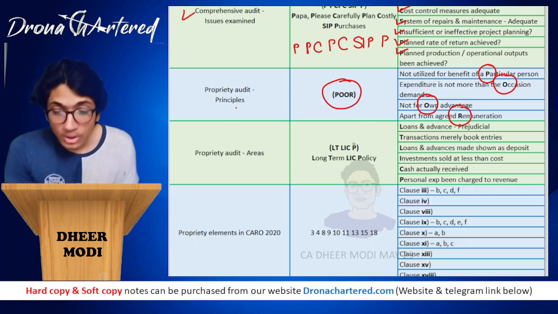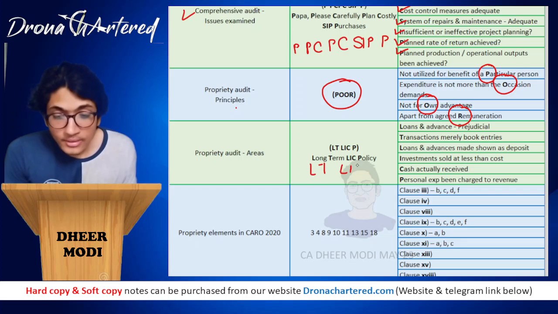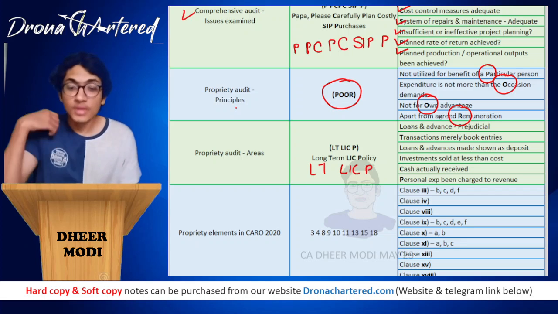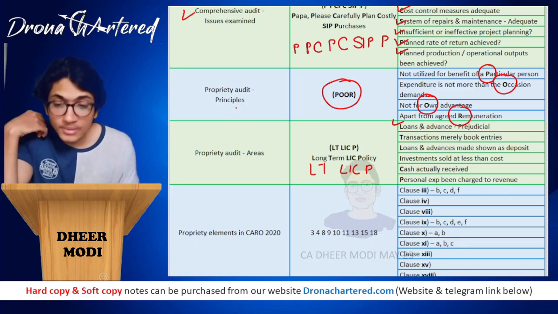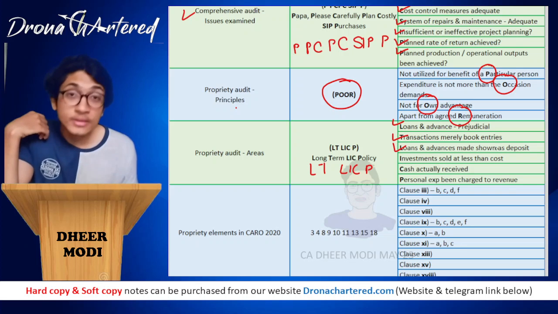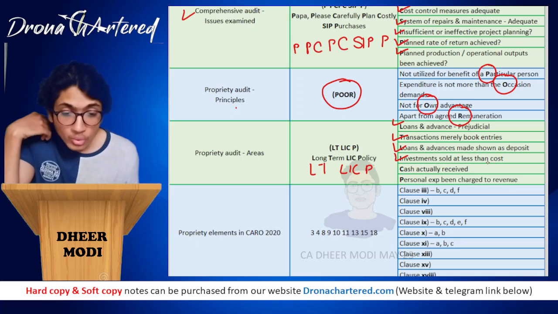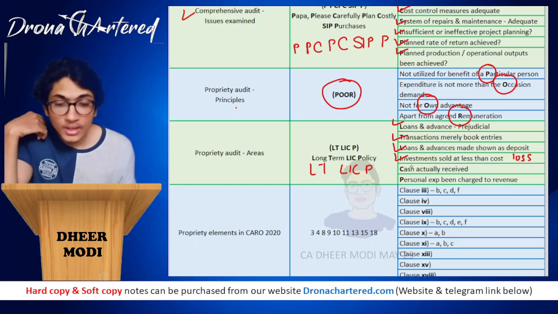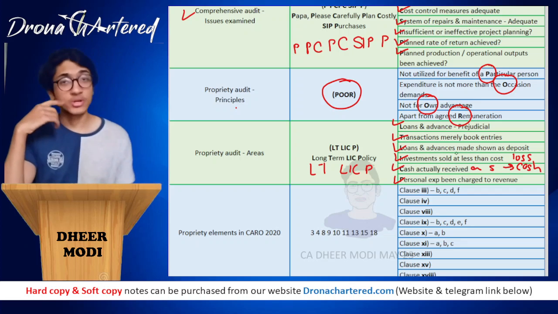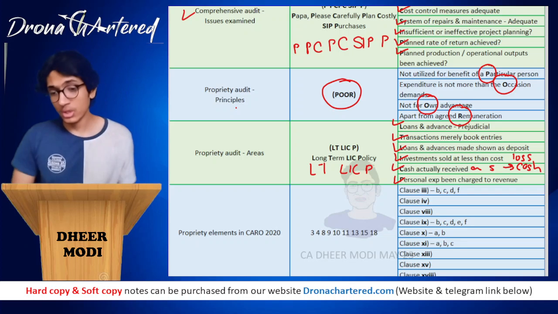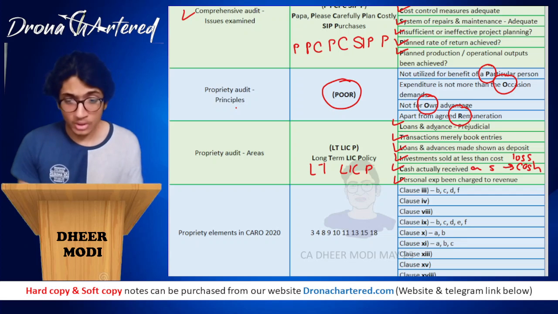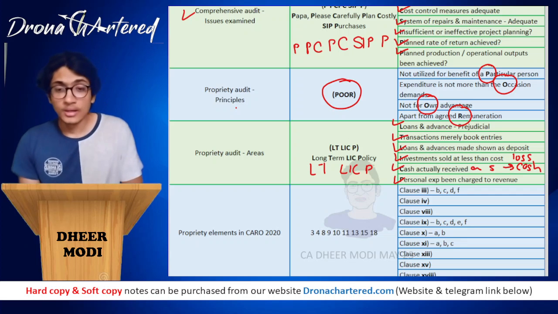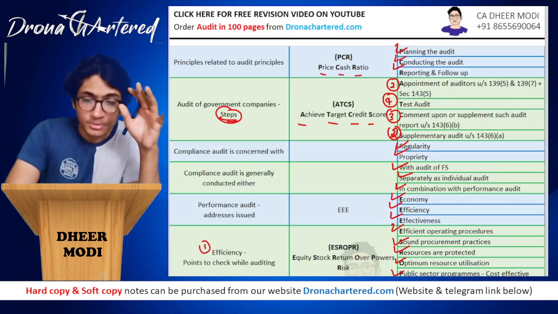Next is propriety audit areas. Propriety audit areas is your long-term LIC policy, that is LT LICP. So loans and advances prejudicial to the interest of company. Transactions which are merely represented by book entries. Loans and advances made shown as deposit. Investment sold at less than cost, because you are selling at a loss. Cash actually received against shares which have been originally issued for cash. And last is personal expenses charged to revenue. So personal expenses should not be charged to revenue. This is your key: long-term LIC policy. Okay, we are done with the chapter. Don't worry, nothing to worry.